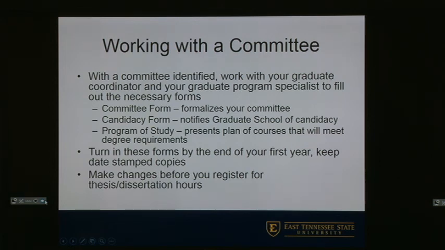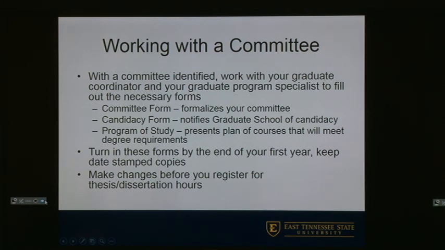You also need to complete your candidacy form when you're ready. This notifies your graduate school that you're at that stage in your program. You also need to complete your program of study. It's the plan of your courses that will meet your degree requirements. Each program has very specific sets of courses they need for their degree requirements. Your program of study makes sure that everyone involved knows which among the choices you need to make you've selected.